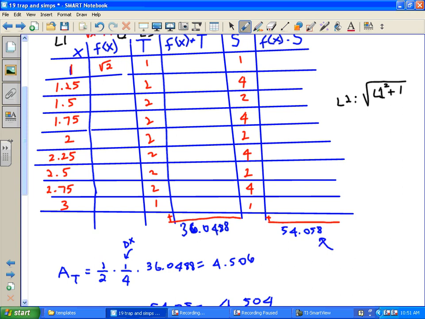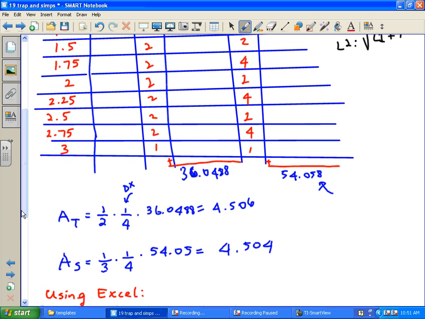And for the Simpson's method, you will take this number, and what will you multiply that number with? The formula said, is it 1/2 or another number? 1/3 times delta x, right? That was the formula. 1/3 times delta x. Again, delta x is once again a quarter. Times 54.058. And again, we're doing more accuracy today, so let me fix these answers.